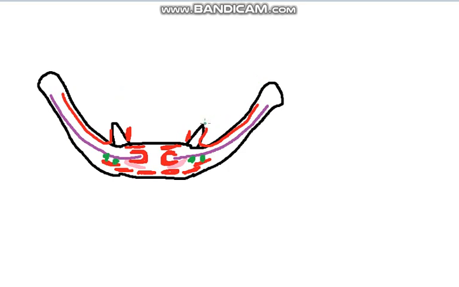And again to this lesser cornu you have the attachment of the stylohyoid ligament. It is what actually suspends the lesser cornu and the hyoid bone from the styloid process. Apart from these, there are certain other features which we still have to draw, but in a subsequent video.